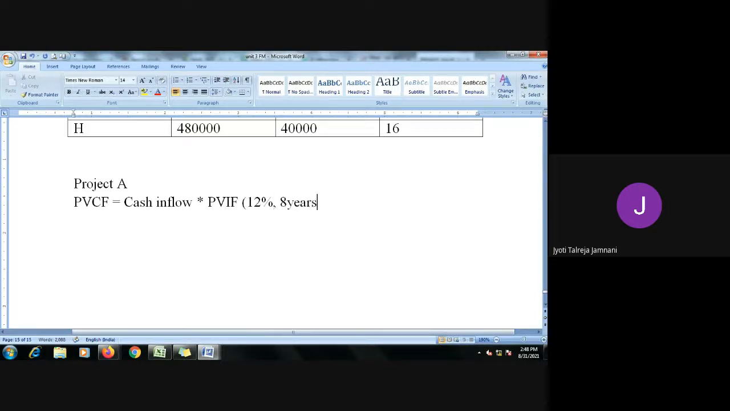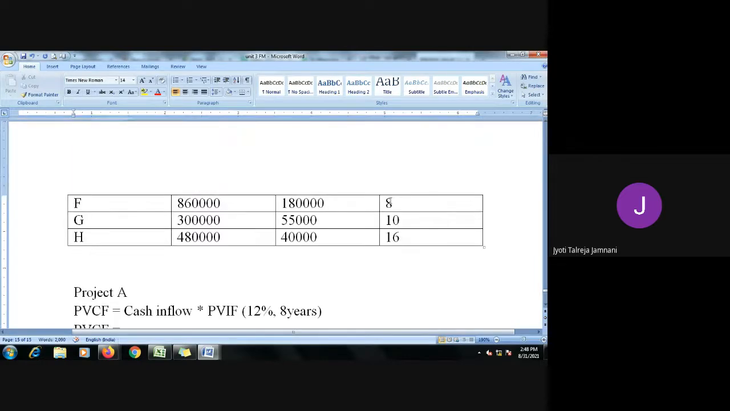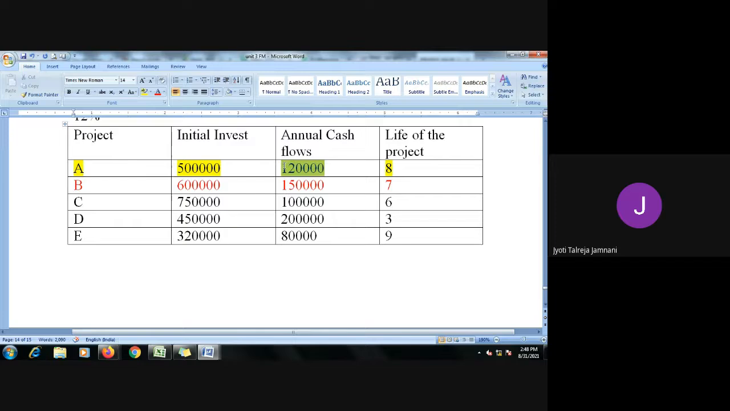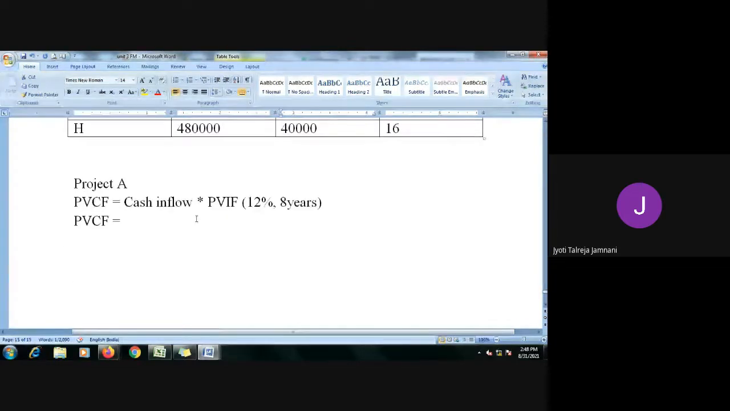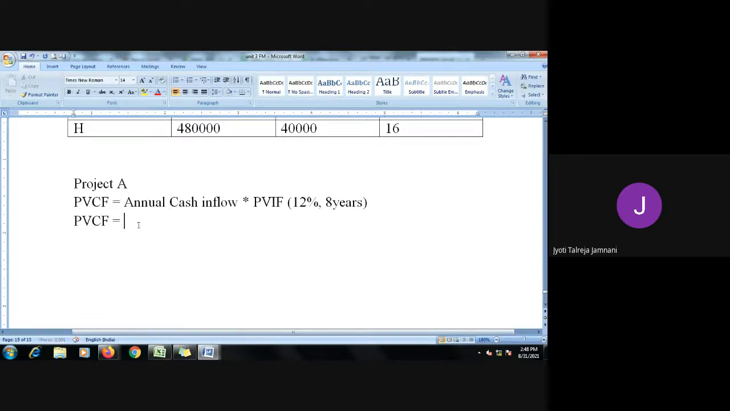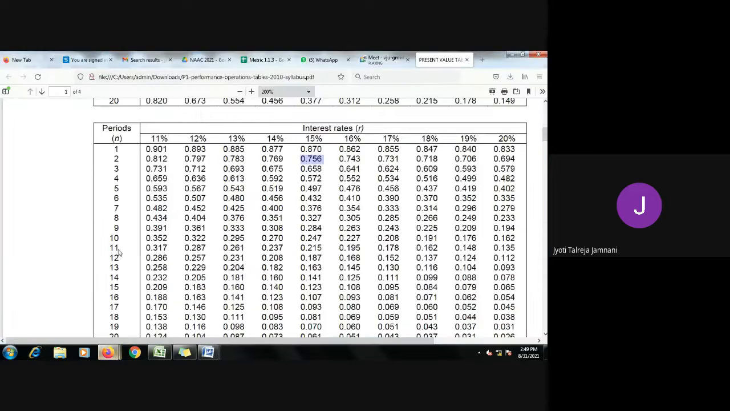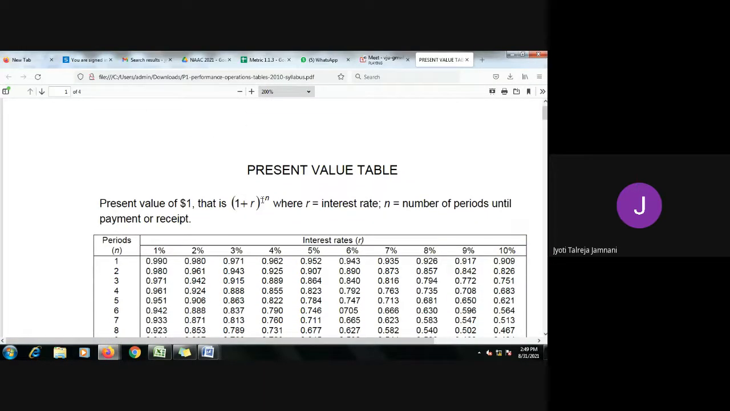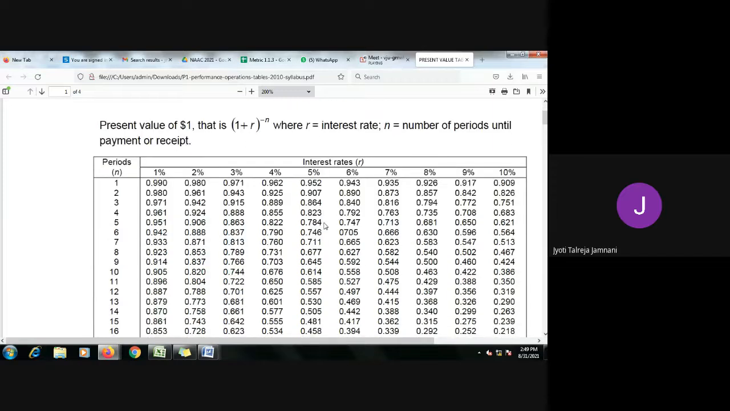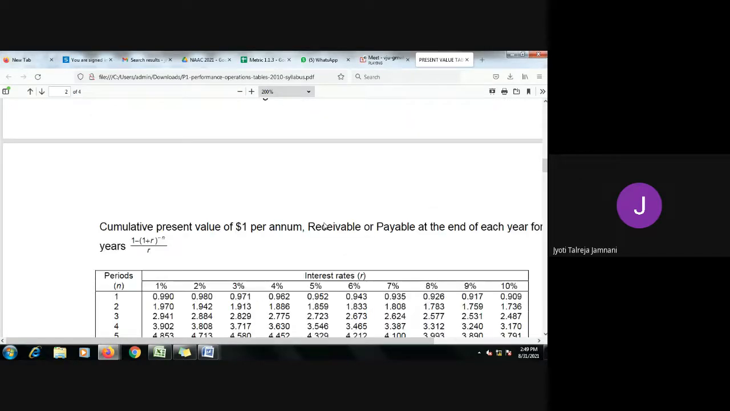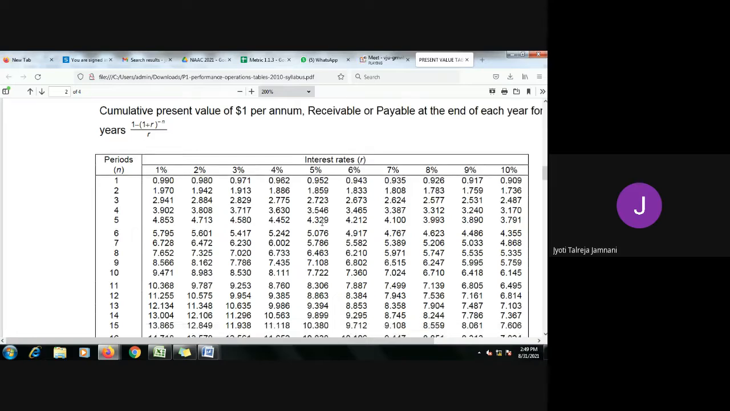So we need to go to the annuity table and check 12% for 8 years. So present value cash flow is equal to cash inflow for project A, which is 1,20,000 annual cash inflow. I'll write the word annual here for you. 1,20,000 into, we'll see the annuity table now, not the normal present value table. This was the normal present value table. You can see 1 plus r raised to n. But I need the annuity table, which is 1 minus 1 plus r raised to n divided by r.